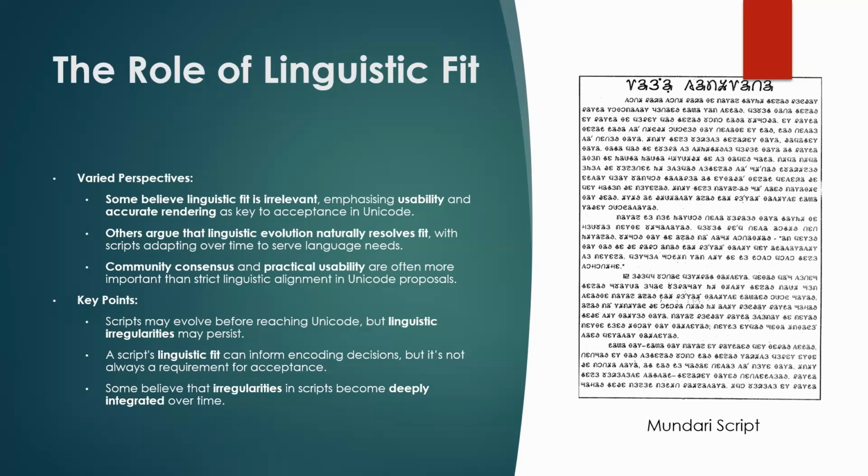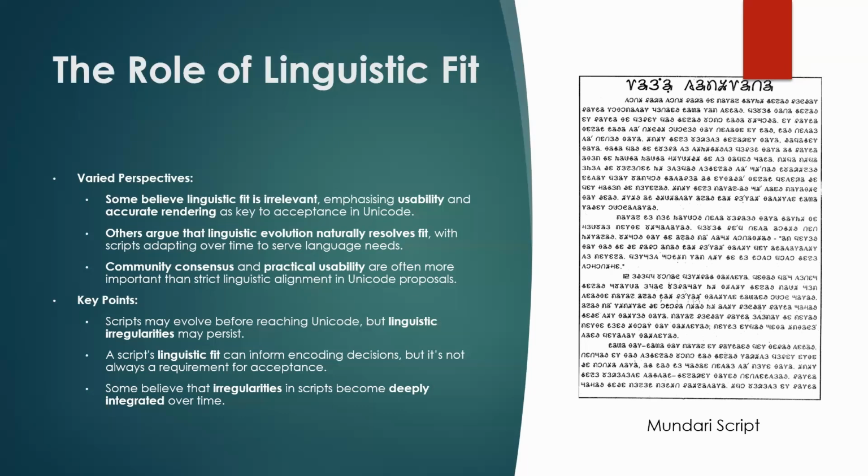Some key points here are that scripts may evolve before reaching Unicode, but linguistic irregularities may persist. A script's linguistic fit can inform encoding decisions, but it's not always a requirement for acceptance. And some people believe that the irregularities in scripts become deeply integrated over time, and so they'll need to be considered and kept in Unicode encoding.